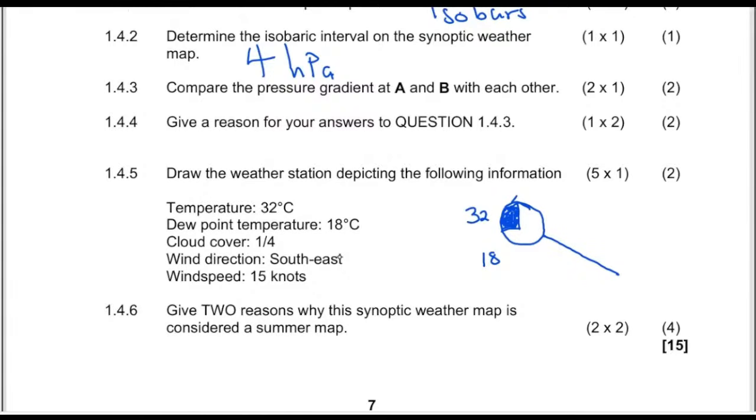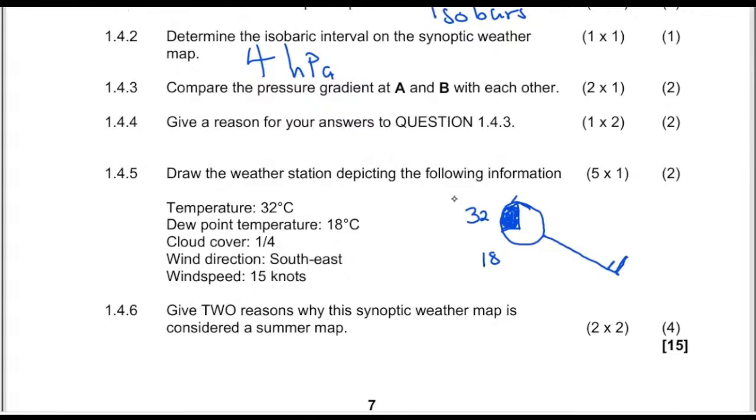So if you're having 15, it means we want one full bar and a half. So we are going to draw the one for 10 knots. We are assuming that is our full, and then a half of that is going to give us 15. So basically we have addressed all the requirements there.